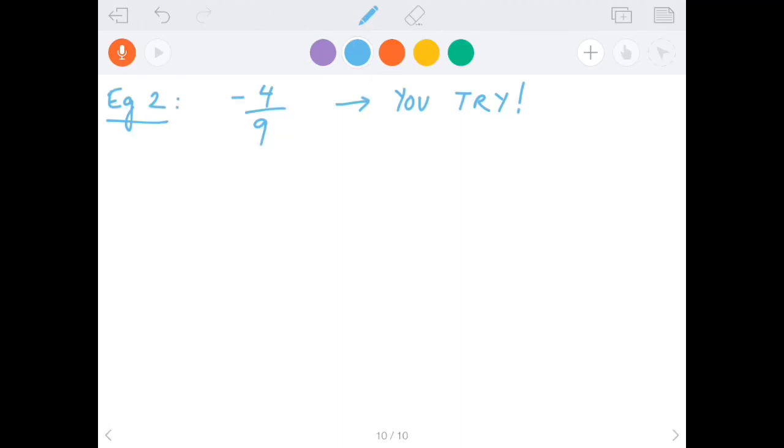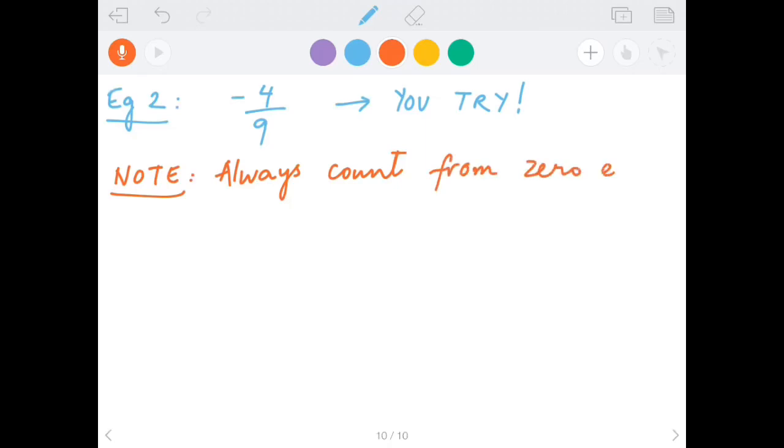We're going to review this in just about a bit. But before that, I'm just going to give you this note again. Always make sure that you're counting from the 0 end. Just going to put that up for you again. Always count from the 0 end.